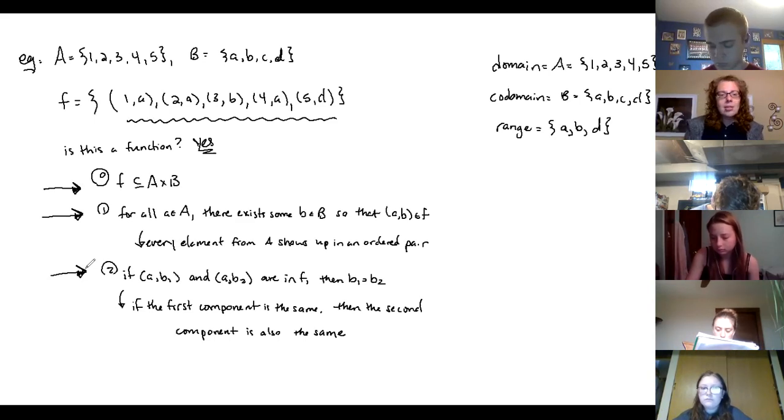All right? So 3 things that I want you to answer in breakout rooms. Is F a subset of A cross B? Do I have every element from A showing up in an ordered pair? And if the first component is the same, then the second component is also the same. Are we good? Everybody understand what I'm asking you to do on each of these?